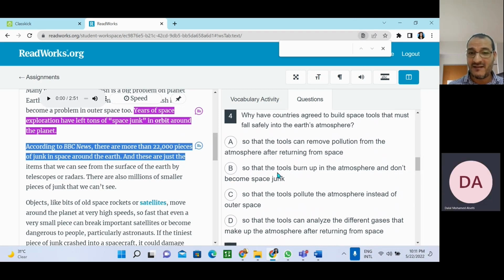Okay, but what about "and don't become space junk"? Yeah, and don't become space junk. They don't want to create space junk or increase space junk. They want the tools to come back to the atmosphere, and then the atmosphere will take over the task by burning it.